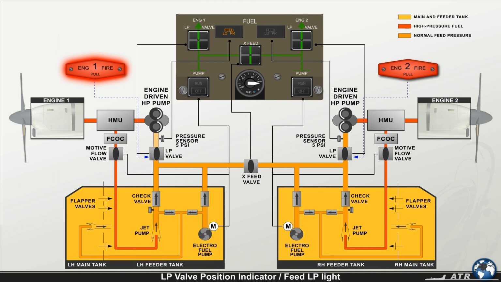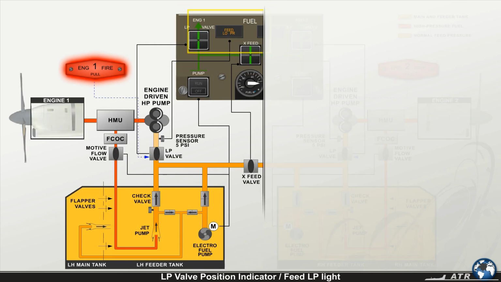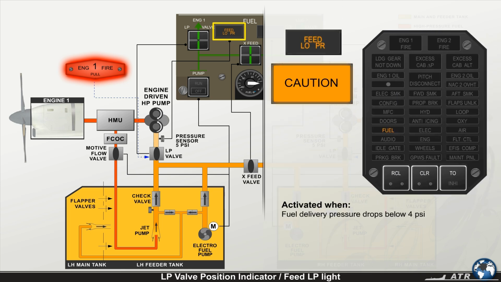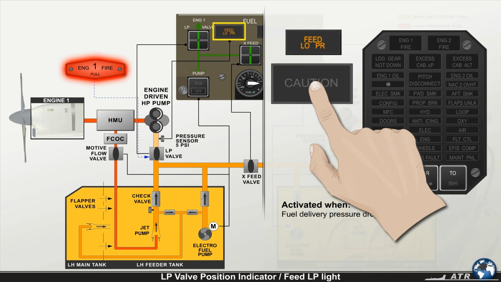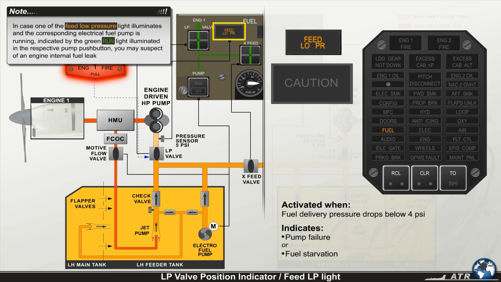Next to the low pressure valve position indicator, you'll find the feed low pressure light. It illuminates amber, and the CCAS is activated when the fuel delivery pressure drops below 4 psi. It indicates a pump failure or fuel starvation. In case one of the feed low pressure lights illuminate and the corresponding electrical fuel pump is running, indicated by the green run light illuminated in the respective pump push button, you should suspect an engine internal fuel leak.